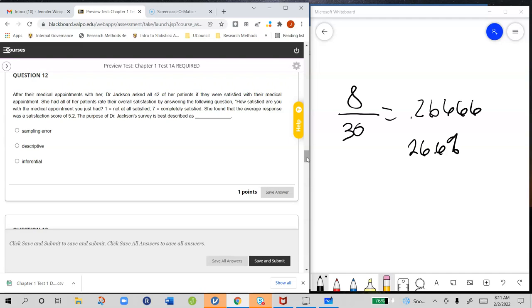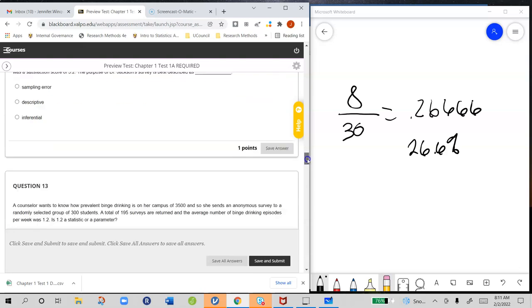Okay? In this particular case, the purpose is descriptive. She wants to look at her patients, only her patients, and wants to know how satisfied her patients are. She's not trying to figure out how satisfied all patients of different doctors are, just her particular patients, and she looked at all of her patients. So that's descriptive.